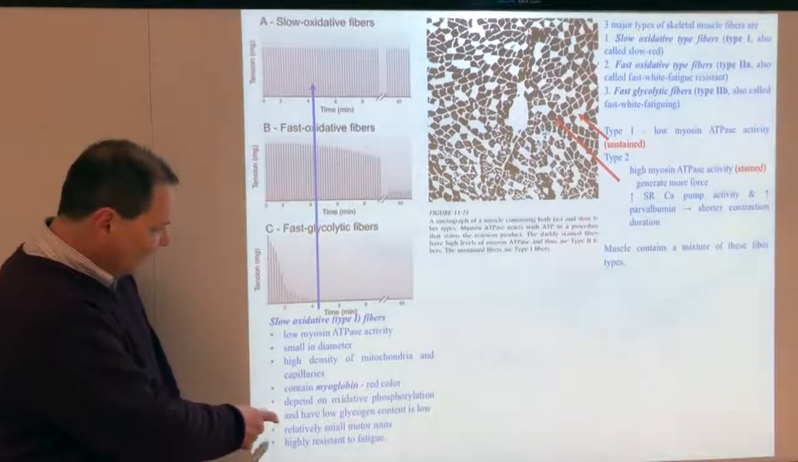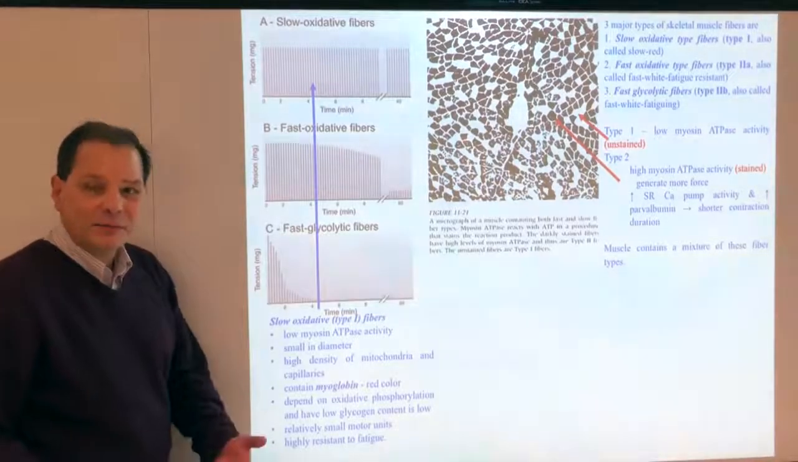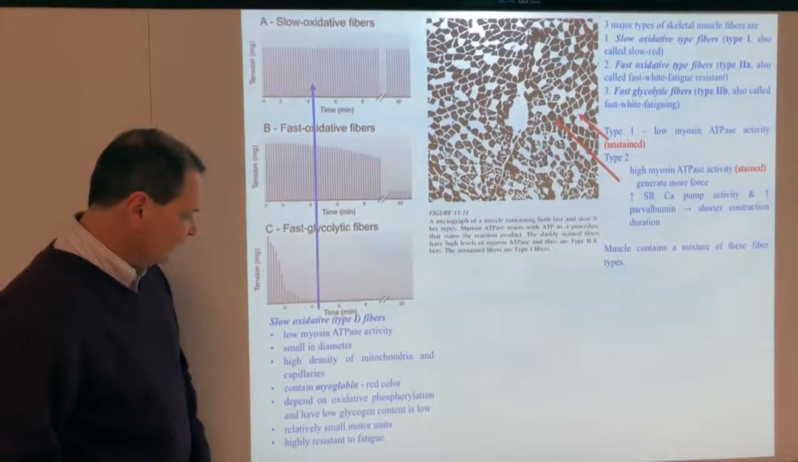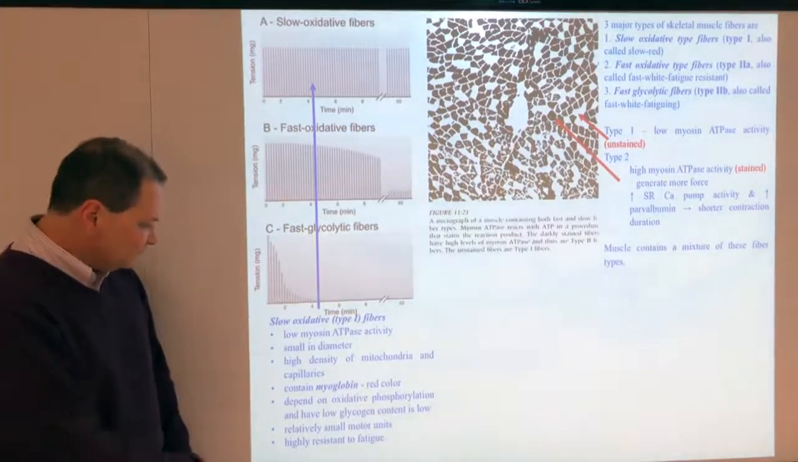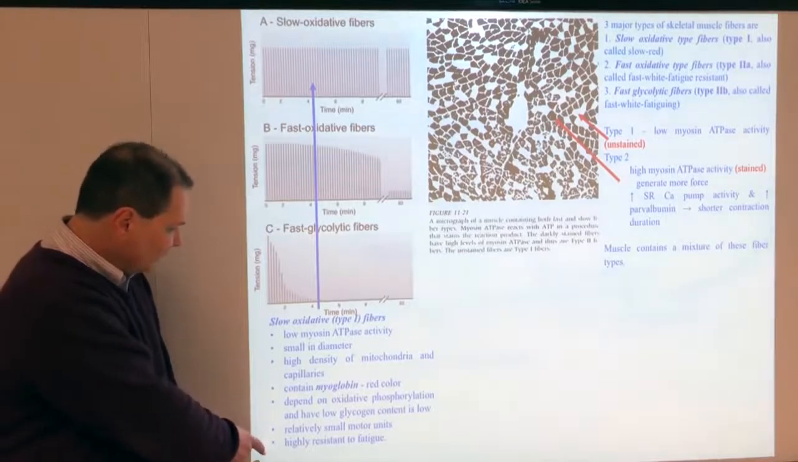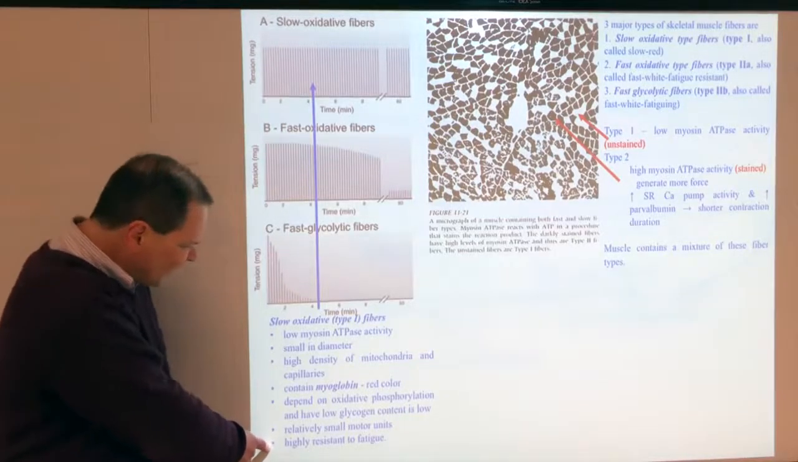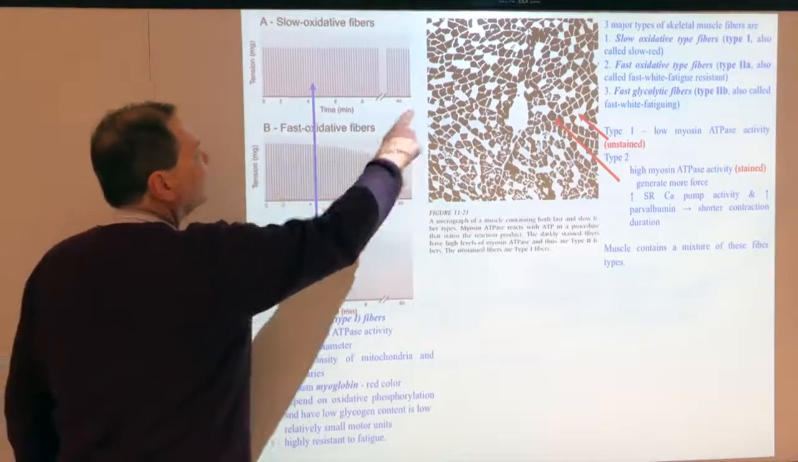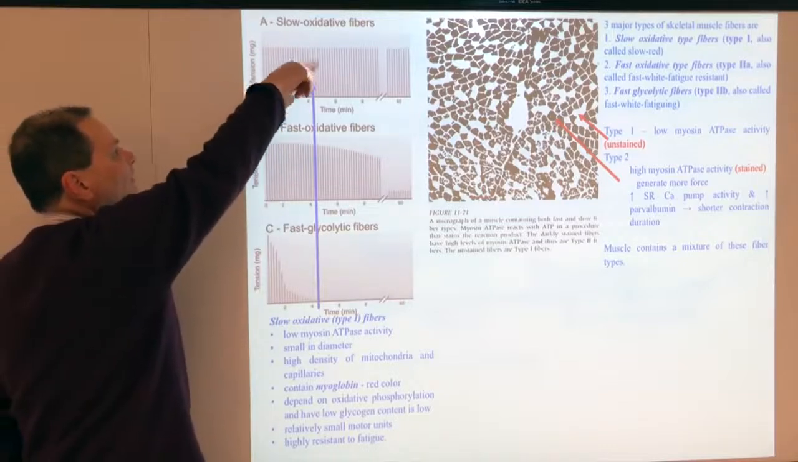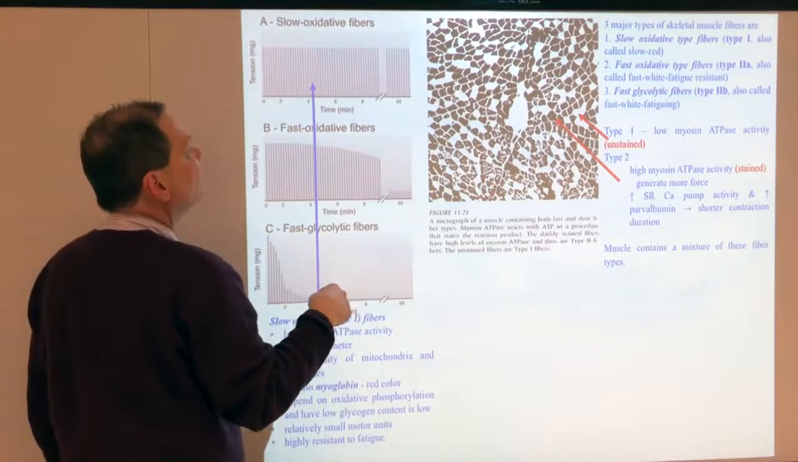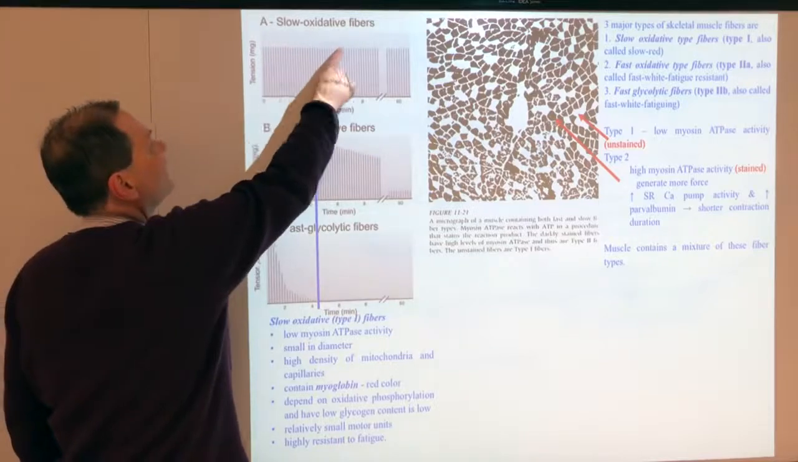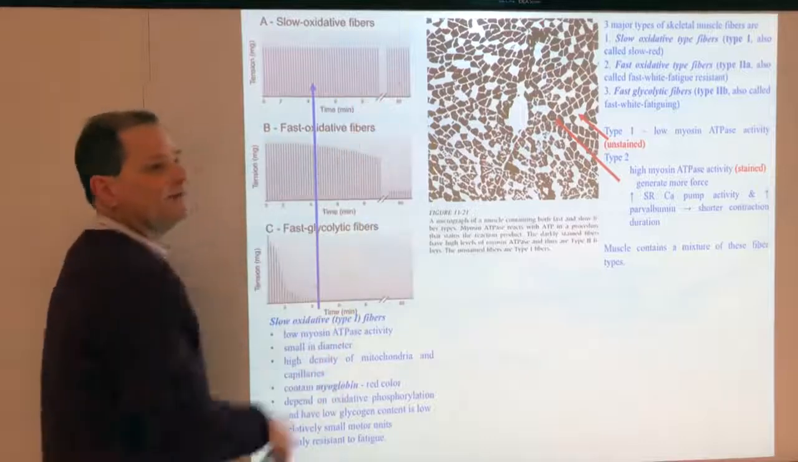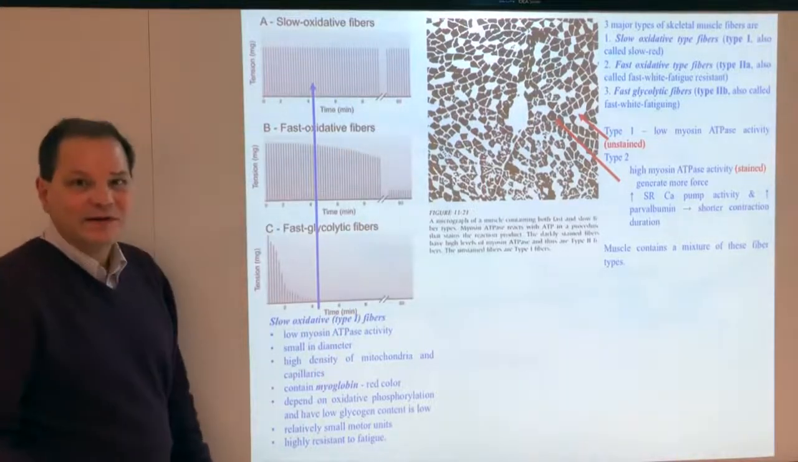And they have a lower glycogen content because they're more efficient at turning the glucose that they get into energy, so they don't need quite as much. They are relatively small motor units, and perhaps most importantly, they are highly resistant to fatigue. So this is tension generated here, and this is time on the x-axis. And you can see, as we repeatedly stimulate this muscle fiber, it continues to generate the same tension, and this is 60 minutes here, and it's still generating the same tension, so it's not really fatiguing very much.